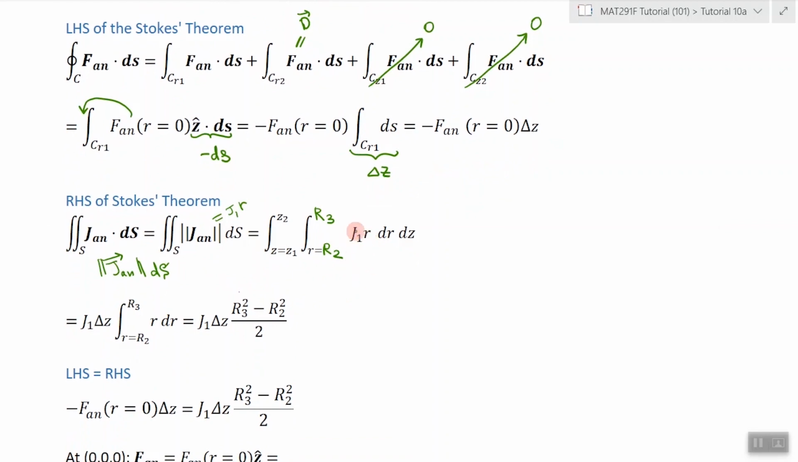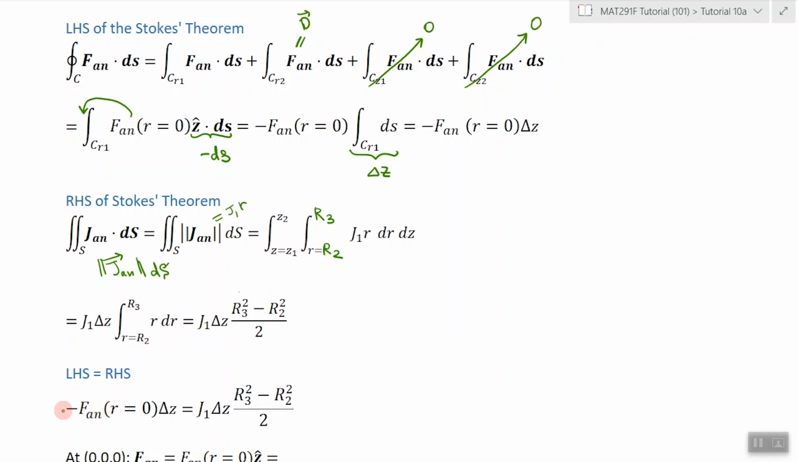Then this J1 comes out of the integral because it's a constant. Integration over z is going to give us delta z. Then we're left with the integral over r only. And then we have J1 delta z. This guy integrated gives us r squared over 2. And plugging in the bounds, we're going to get this. So this would be the right-hand side.